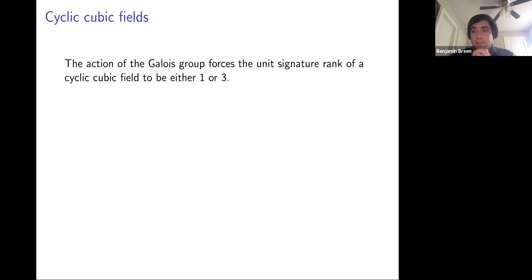The reason for this is that if you have a unit that does have mixed signatures, say plus, plus, minus, then the Galois group will act on that unit, and what it does is permute the signatures of that unit. So if you start with plus, plus, minus, you'll permute it and get something like minus, plus, plus. You can quickly see that if you have something with mixed signatures, you actually have all possible signatures. Really, what's going on here is that there's a Galois module structure on the units.